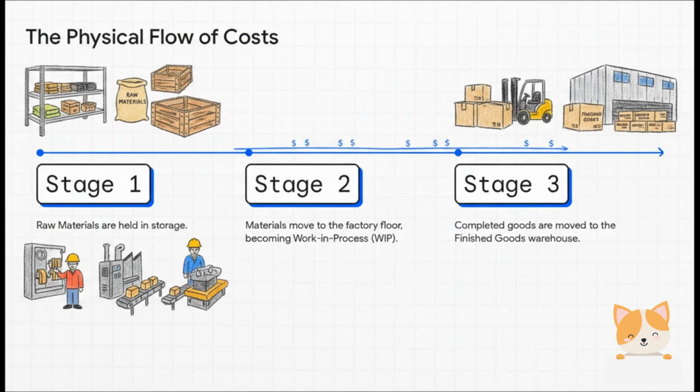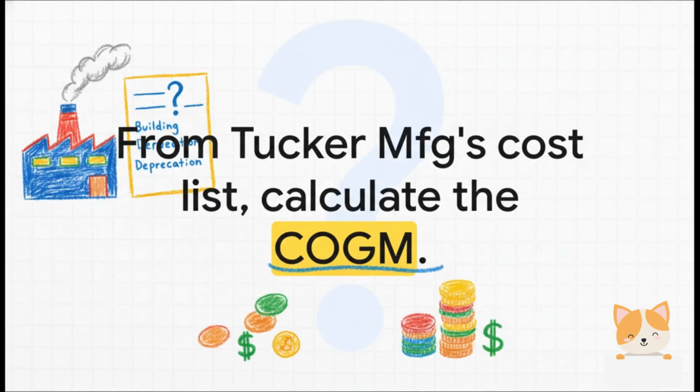Just think about it physically, right? Costs start out as raw materials sitting in a storage room. Then they move on to the factory floor where they become work in process, or WIP. Once all the work is done and they're completed, they move into the finished goods warehouse, ready to be sold. All these accounting schedules we're learning, they're just putting dollar signs on that very physical journey. So here's a pretty typical problem from a company called Tucker Manufacturing. They give you a list of costs, and your job is to figure out how to classify them correctly. And the one that usually throws people for a loop is that building depreciation. Where does it actually go?